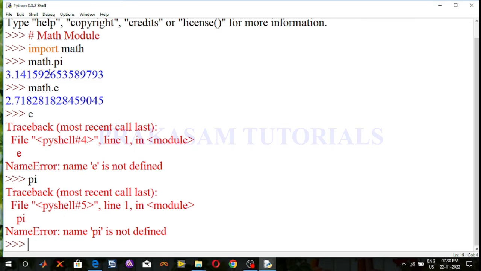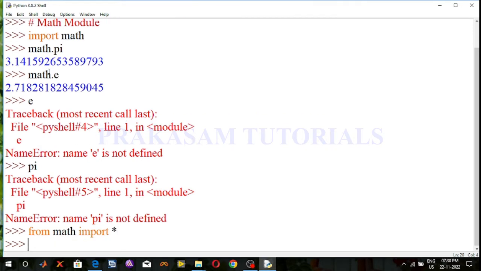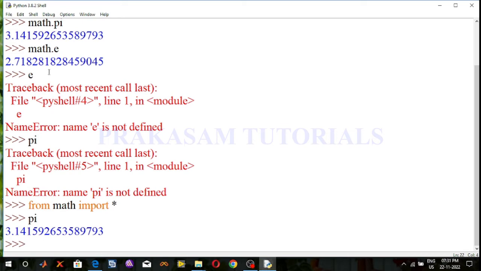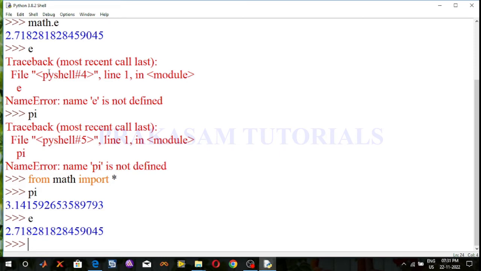In my previous video, I already discussed the importance of the star notation. From math import star. Star is used so that all attributes will be imported. What are the math attributes? Pi constant, e constant, etc. So now we can type only pi, and the value will be displayed on the Python console, and the e value is 2.718.